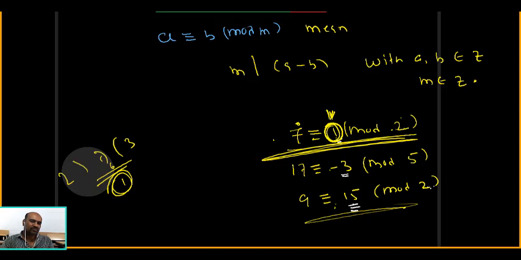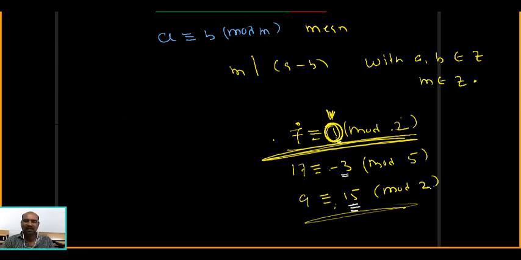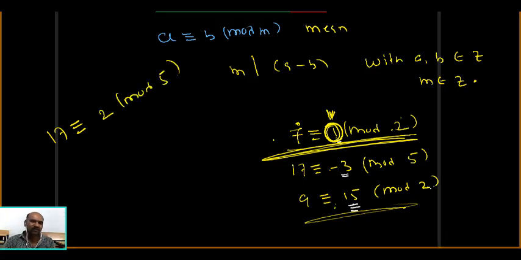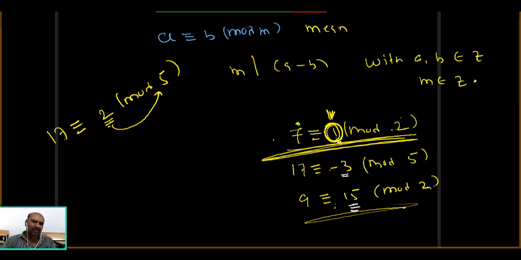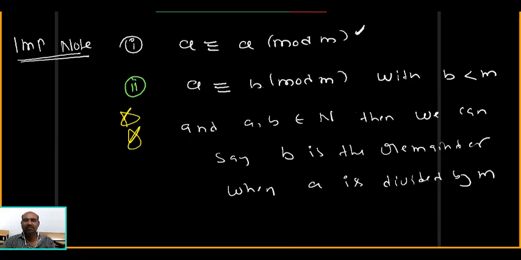Another example: 17 is congruent to 2 modulo 5, given for example. Obviously 5 divides 17 minus 2, and this is lesser than this only. In other words, I can say 17 divided by 5, 2 is the remainder. Very, very important. That I wrote here, observe: A congruent to B modulo M with B less than M and A and B natural numbers, then we can say B is the remainder when A is divided by M.